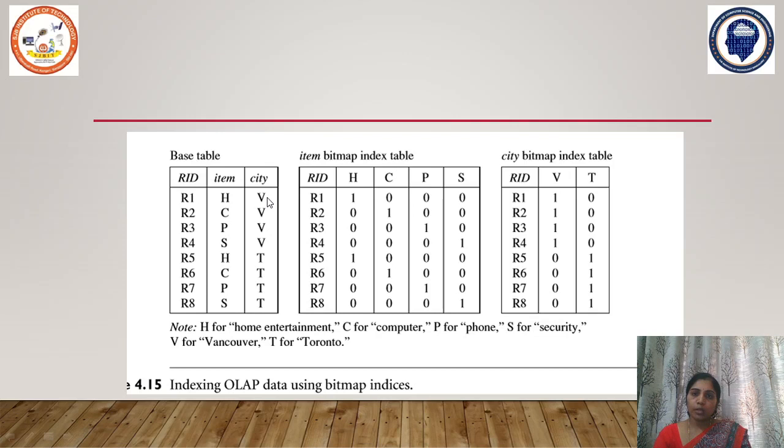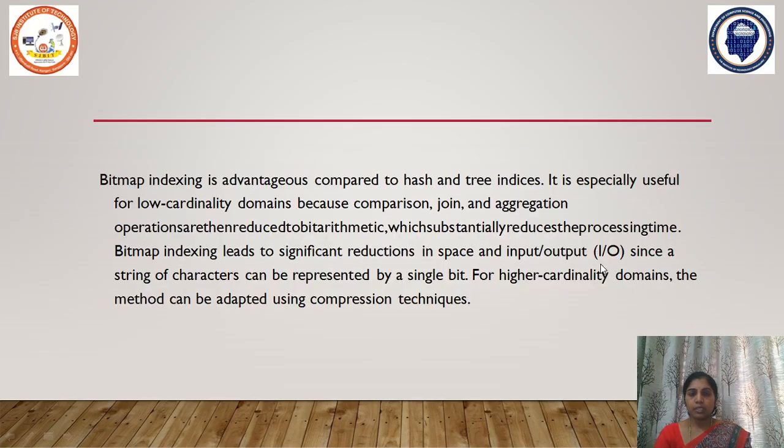Bitmap indexing is advantageous when compared to hash and tree indices. It is especially useful for low cardinality domains because comparison, join, and aggregation operations are then reduced to bit arithmetic operations, which substantially reduces the processing time. Bitmap indexing also leads to a significant reduction in space and input output, since a string of characters can be represented by a single bit. For high cardinality domains, the method can be adapted using compression techniques.